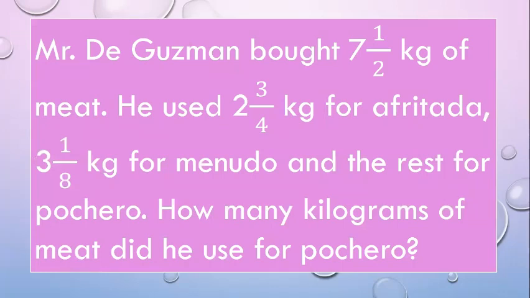Mr. De Guzman bought 7.5 kilogram of meat. He used 2 and 3/4 kilogram for a fritada, 3 and 1/8 kilogram for menudo, and the rest for puchero. How many kilograms of meat did he use for puchero? Okay, I'm going to give you 10 seconds to answer. Time is up.